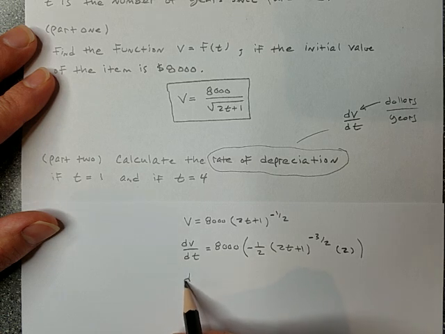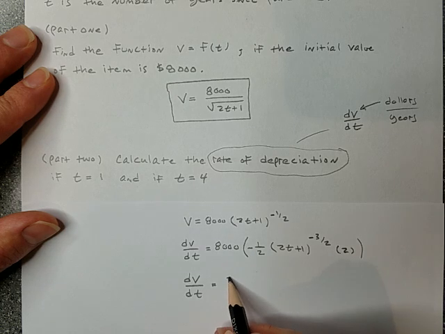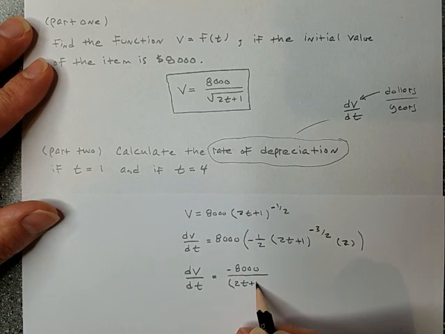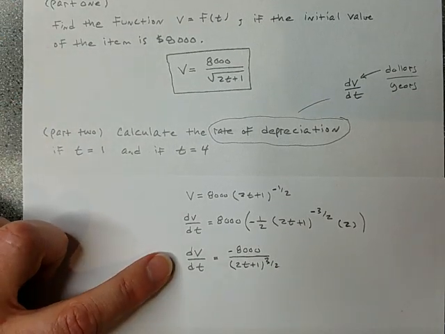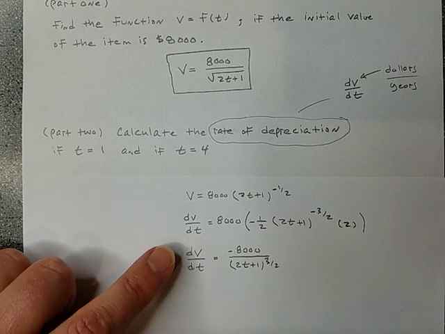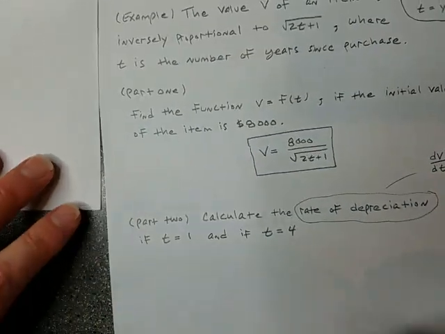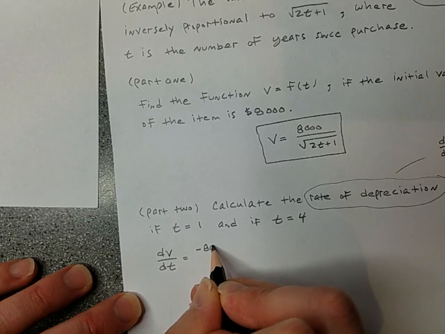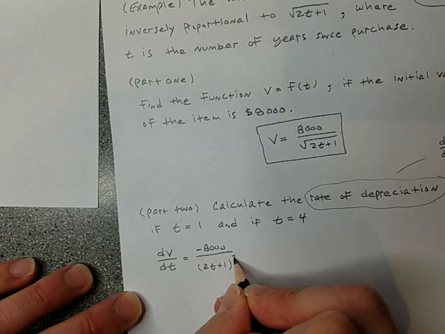So what's that end up being? dv over dt is, well, the 2's cancel. I'll get a negative 8,000, negative since the value is decreasing over time. And then down here I'll get (2t plus 1) to the 3/2 power. So that will calculate the rate of depreciation. This will calculate how fast the value of the item is decreasing. So let's put that down. I found dv over dt to be negative 8,000 over (2t plus 1) to the 3/2 power.